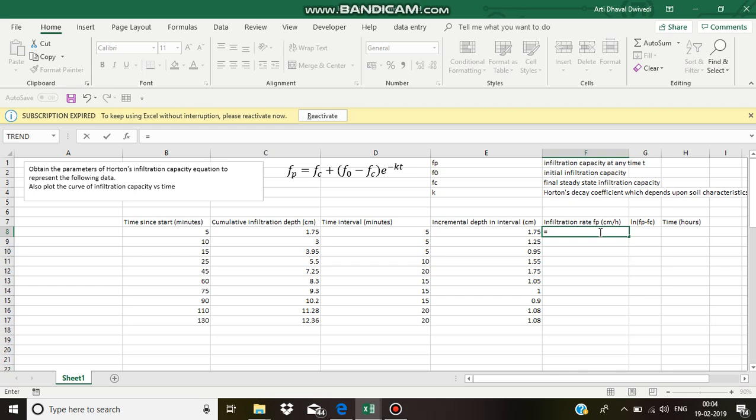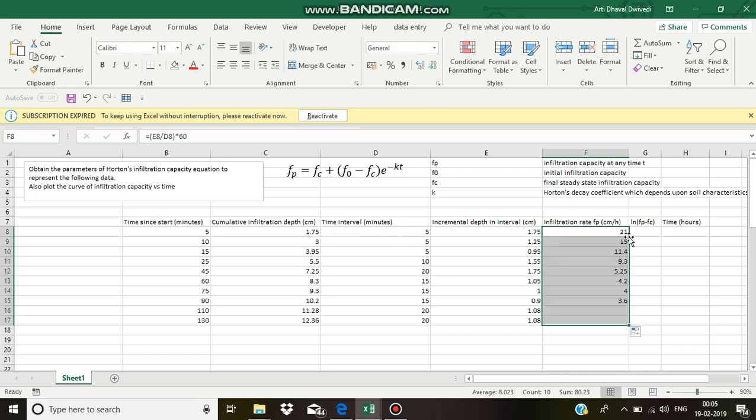Infiltration rate is equal to, we need infiltration rate in centimeters per hour, so 1.75 in 5 minutes divided by 60. So this is the infiltration rate. So final infiltration rate is obtained after 110 minutes. At 130 minutes, infiltration rate is not changing. So we'll take this as the final steady state infiltration rate.